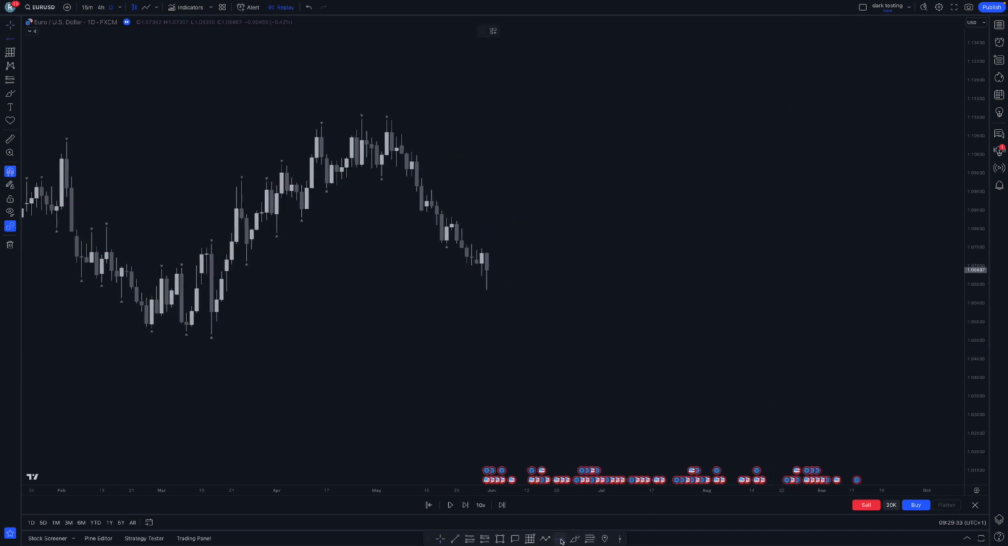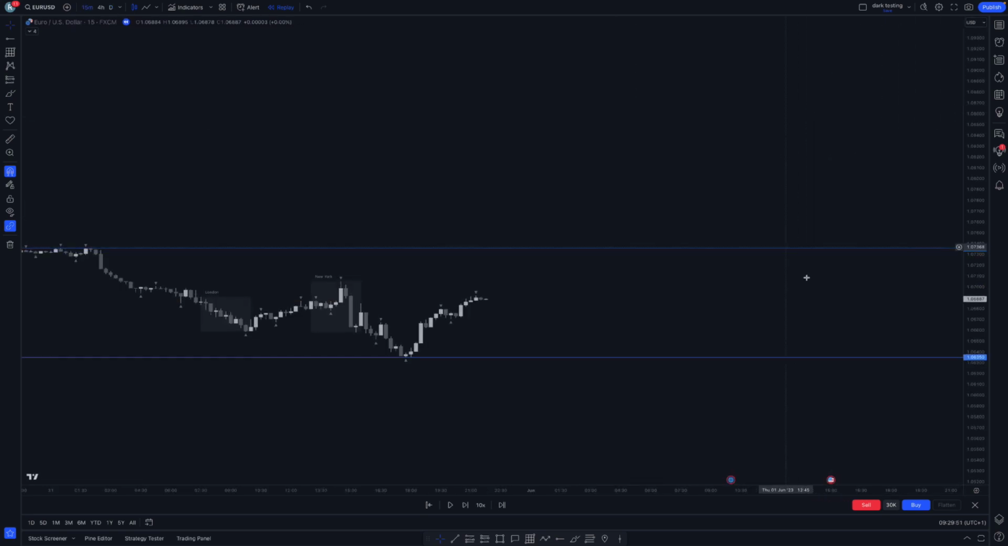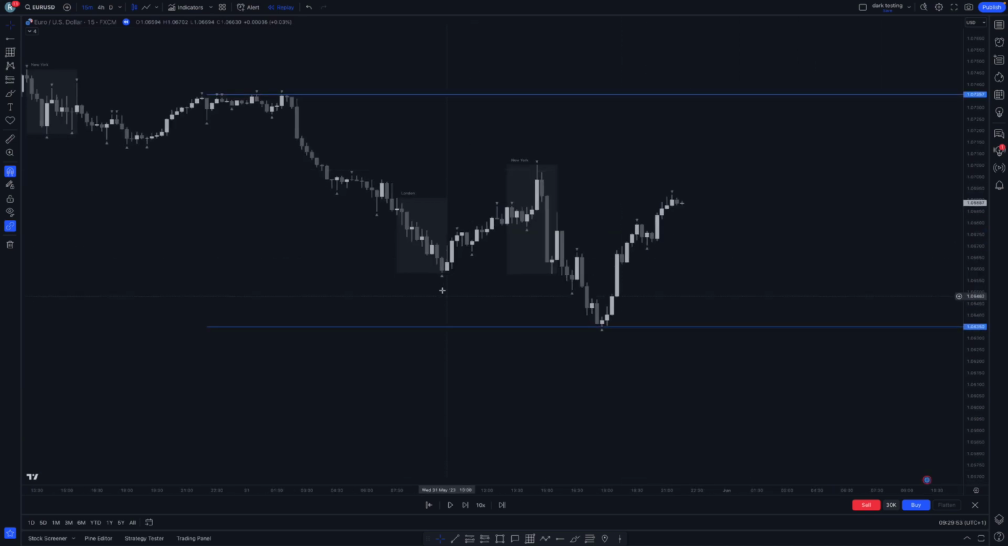So get a horizontal ray. We then want to mark our previous daily high. We then want to mark our previous daily low. And what we can do then is simply drop down onto the 15-minute chart. One thing that I will mention is my trading times are from around 7:30 up until 10 AM, and then I will come back and trade from 1 PM until 3:30 PM.